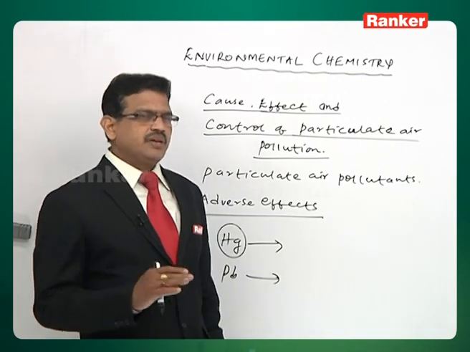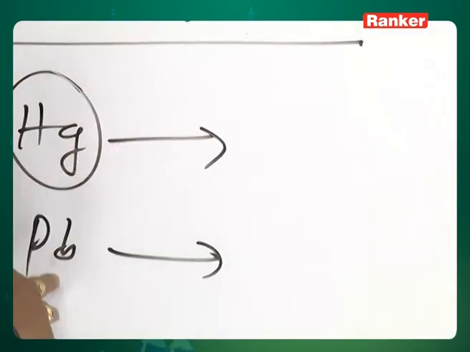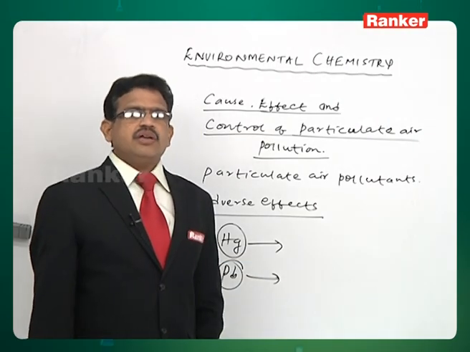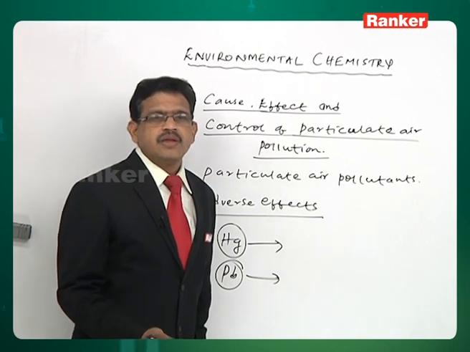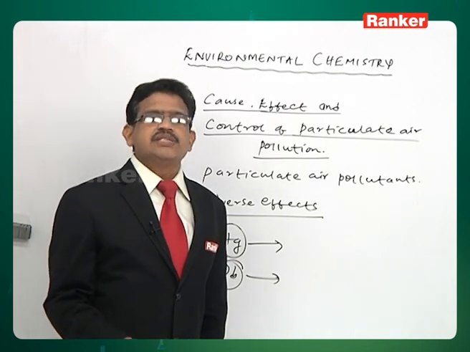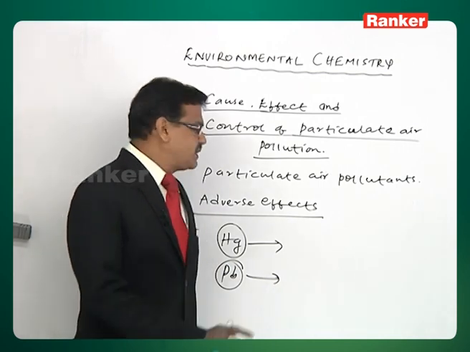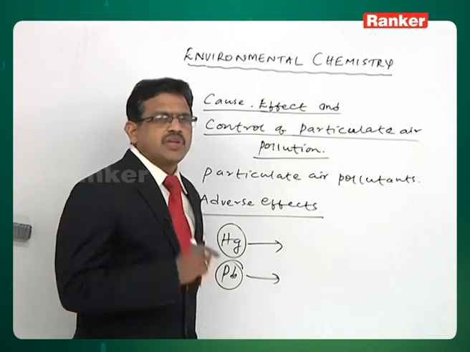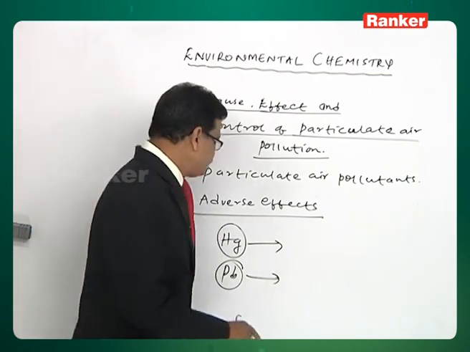People look anemic. Bloodlessness is just because of excess quantity of lead in our human system. It also damages the liver, kidneys, intestine and central nervous system. So these are the adverse effects because of the lead.